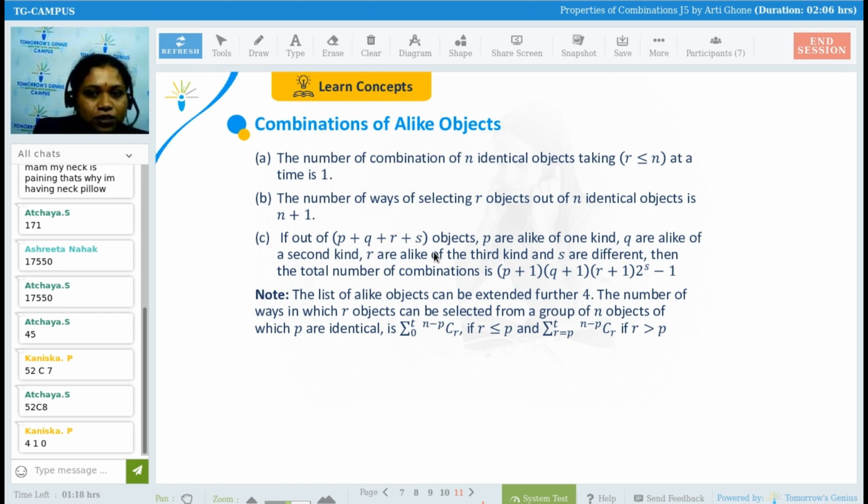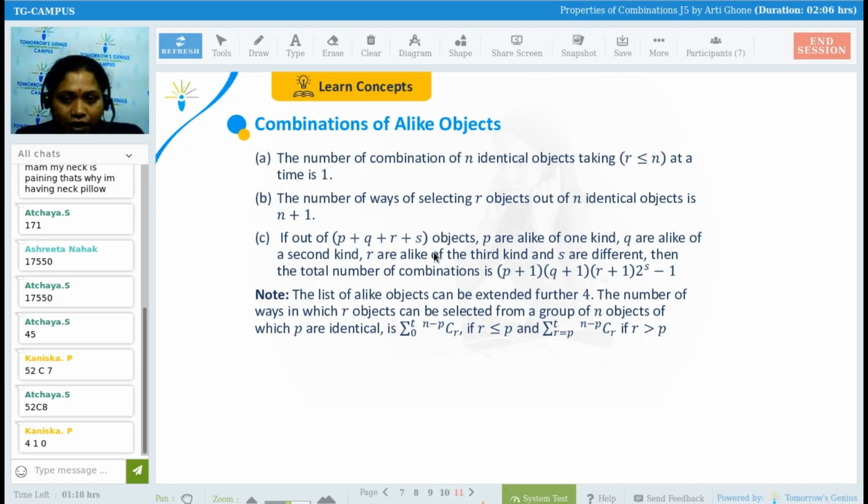The number of combinations of n identical objects taken all at a time is 1. For example, I have 5 students and I want to select all 5 students. Obviously the answer is 1, no? Only one method is there to select this. So if you have wording like this, you can directly apply it with the 1.